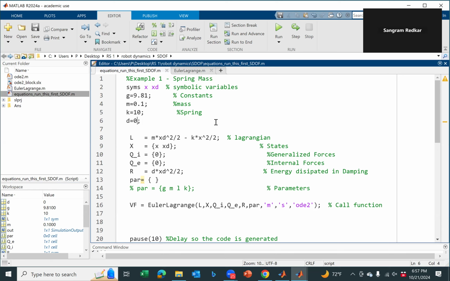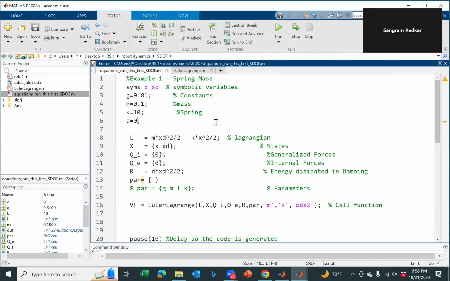Now here, the system states are x and xd, where x is the displacement, xd is the velocity, and g is the gravitational acceleration. I just put it there, no need. Mass is 0.1 kilogram. That is the mass attached to the spring.